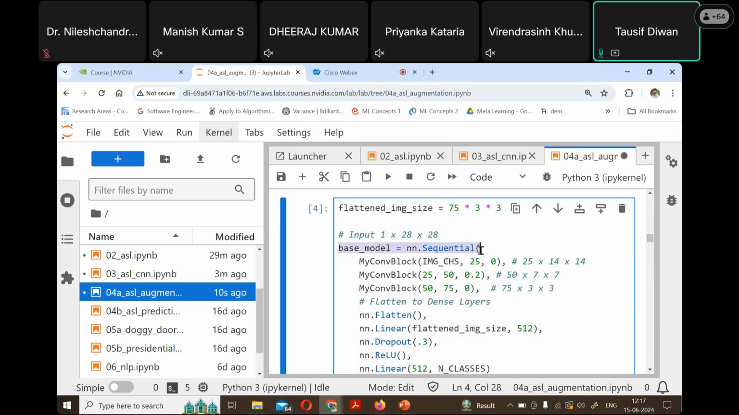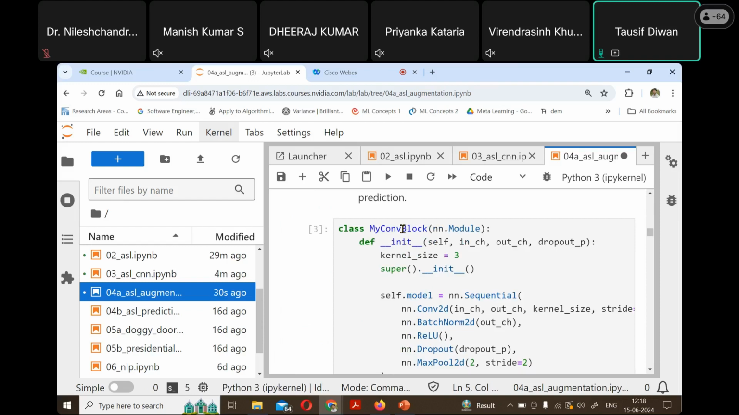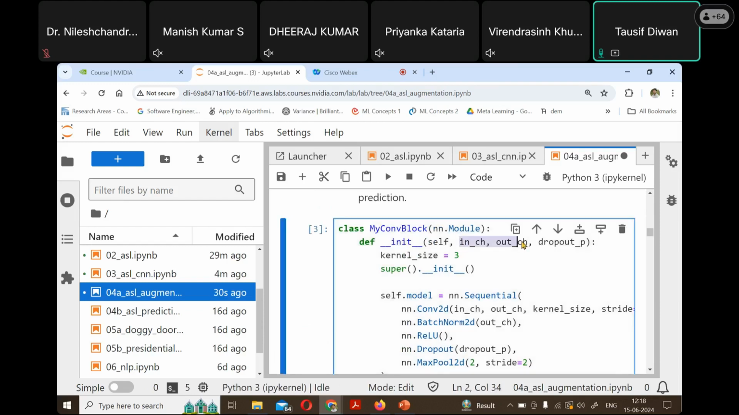This is my base model, nn dot sequential. This is my sequential model, my convolutional block. So this is my image channel that we already defined. Then this is my output channels, and dropout. See, when we define this convolutional block, what are the arguments that we need to pass? These three things that we need to pass: input channel, output channel, and dropout. So just look at this.